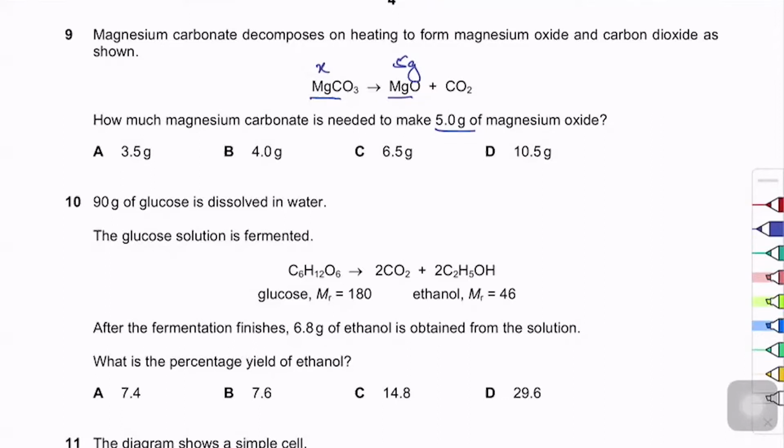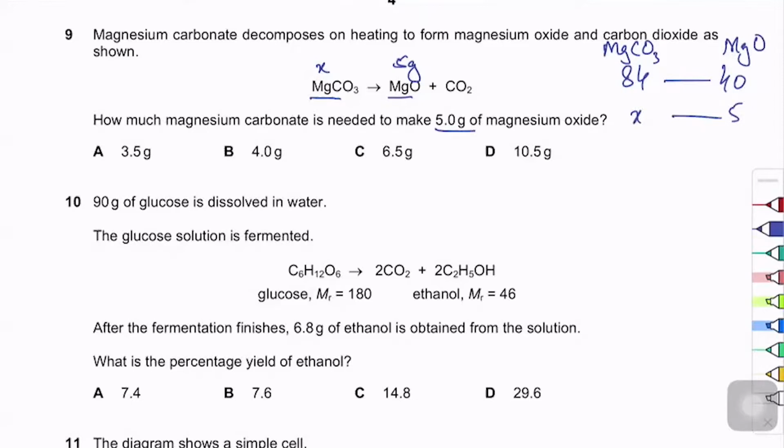Magnesium carbonate. What is the MR? Magnesium is 24, carbon is 12, and 3 oxygens. So that's going to be 48 plus 12 plus 24. So that is 84. So 84 grams of magnesium carbonate produces, MR of magnesium oxide, 24 plus 16, 40. Just put their MRs, okay? 84 grams of this magnesium carbonate produces 40 grams of magnesium oxide. So 5 will produce X.